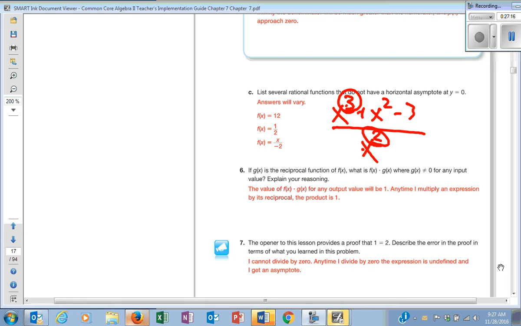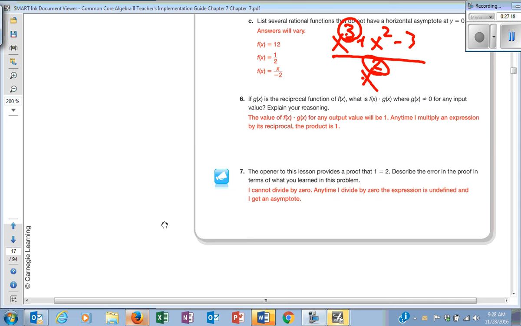All right. If g of x is a reciprocal of f of x, then what happens when you multiply them? Well, what do we say when something is a reciprocal? If you multiply those two, the product should be 1, which is what they're trying to say here, because anytime you multiply reciprocals, they equal 1.